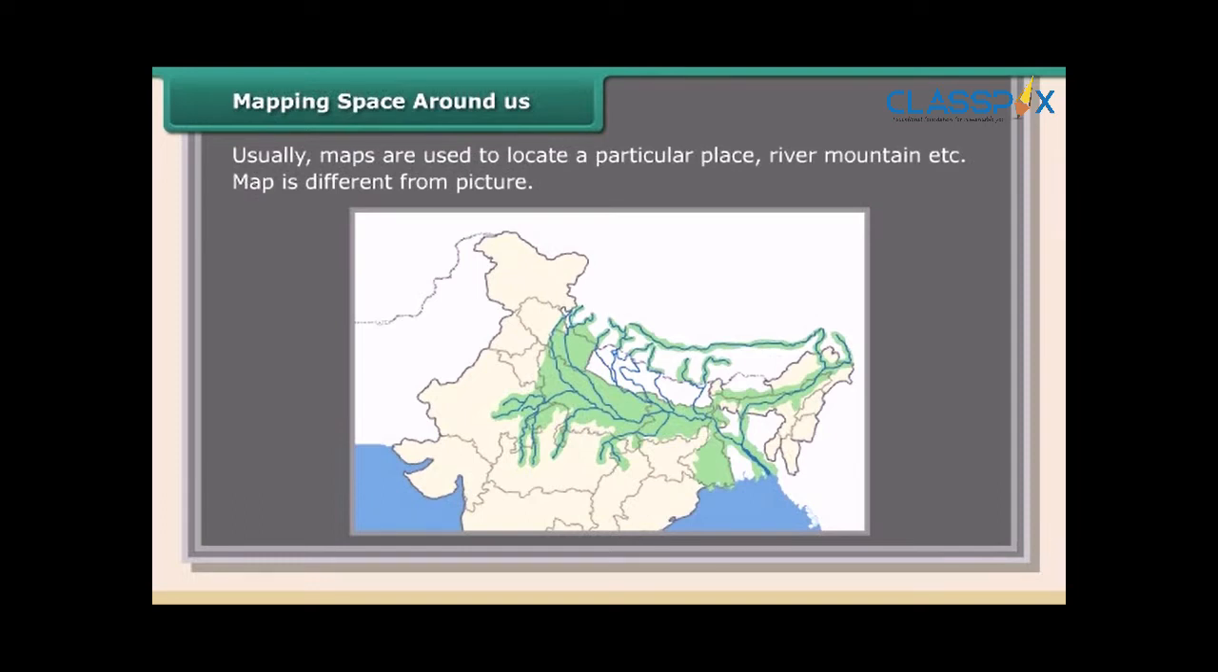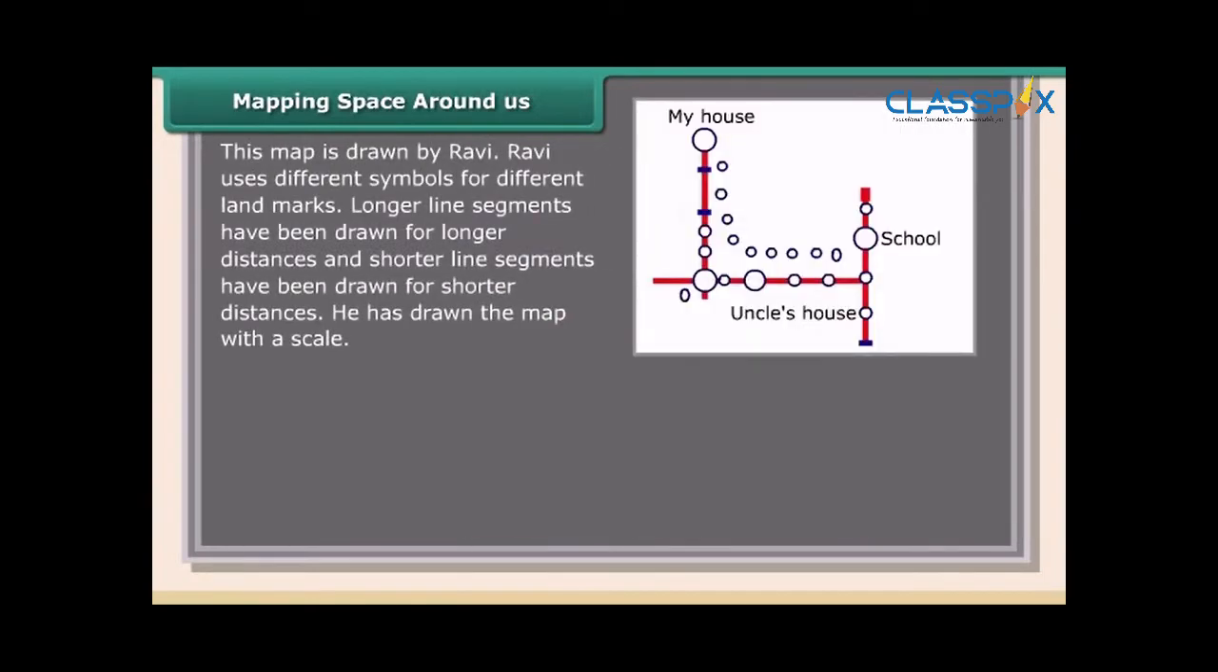From this map, it is very difficult to find which place is near from Radha's house. We do not know the distance between circles. So, there is lack of information. We cannot answer the questions. This map is drawn by Ravi.